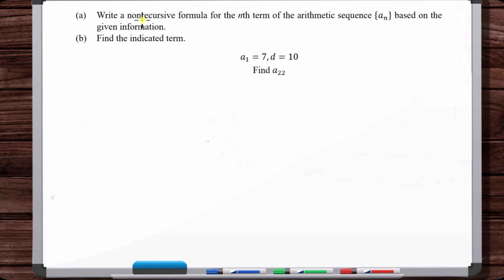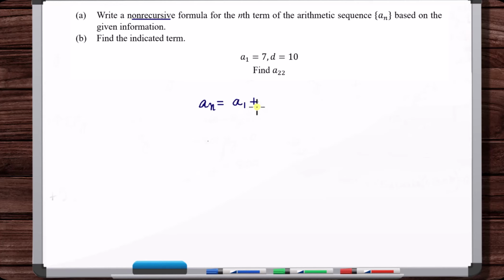Okay, write a non-recursive formula this time for the nth term of the arithmetic sequence based on the given information, and then find the indicated term. So once you've done this enough times, you kind of have the non-recursive formula for an arithmetic sequence memorized. But if you don't have it memorized, you can just reason through how to make this formula. So for a non-recursive formula, you're going to have the nth term of the sequence as a function of just n, not of any previous term. So, let's say a sub n, we start at a1. Now what? You're starting at a1, that's good.